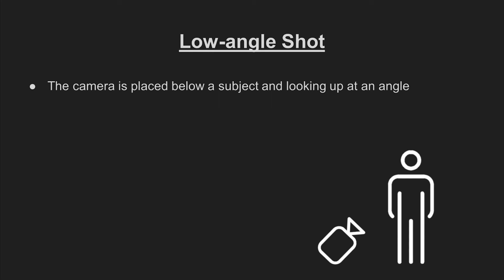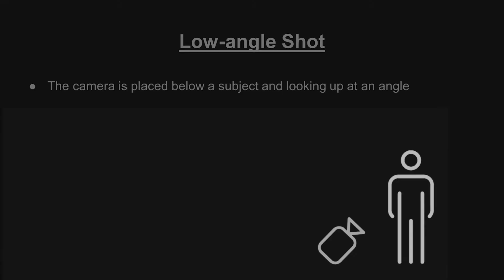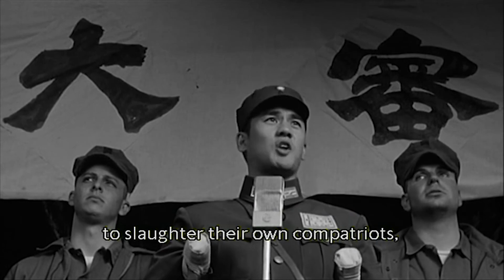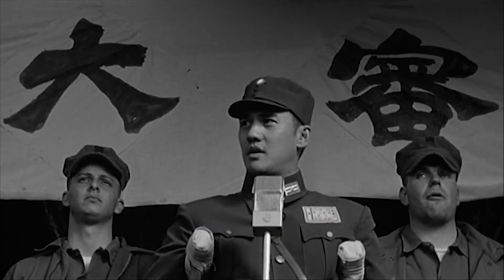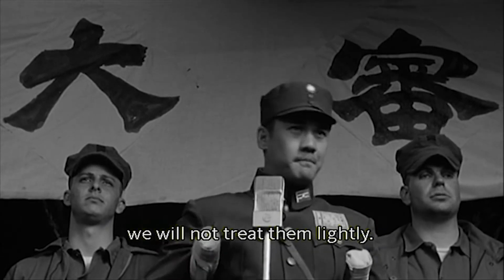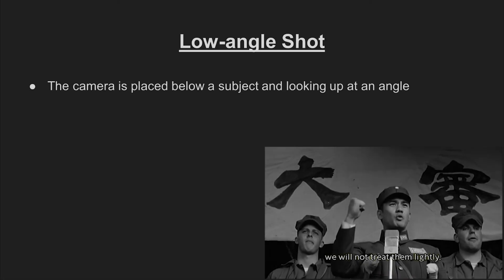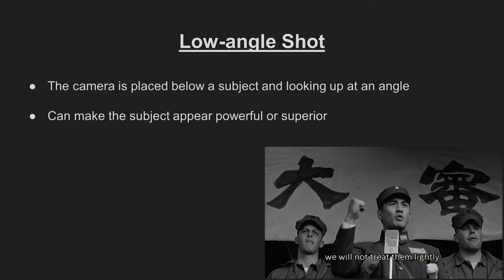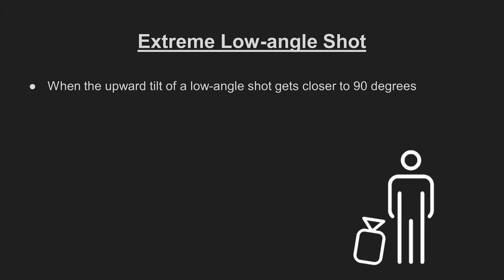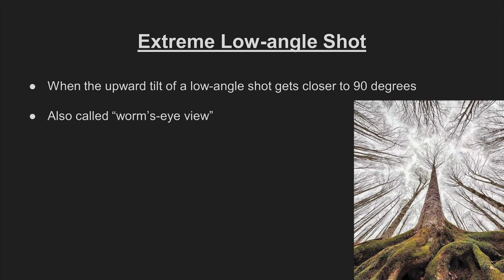When the camera is placed below a subject and looking up at an angle, it is called a low angle shot. This angle can suggest a sense of superiority and power of the subject in frame. When the upward tilt of the camera gets closer to 90 degrees, we can consider the shot to be extreme low angle, or worm's eye view. It makes sense because it kinda looks like what a worm would see when they crawl out of the ground in the morning.